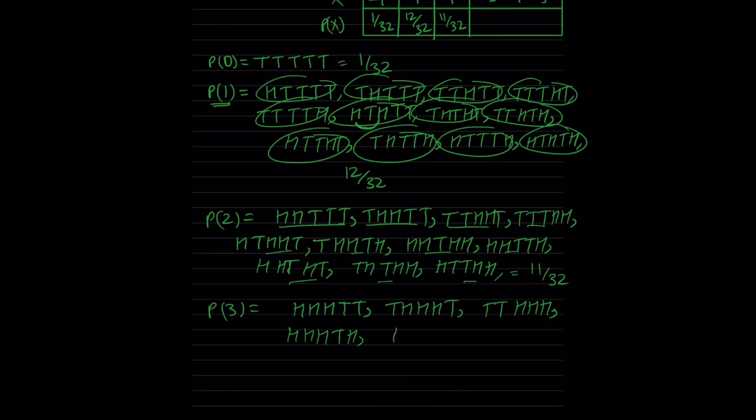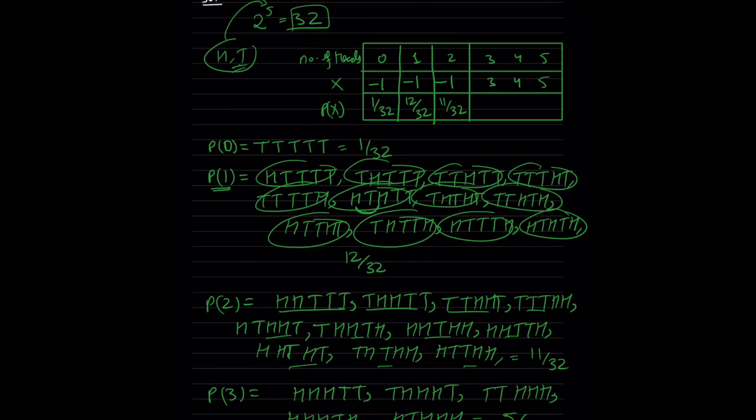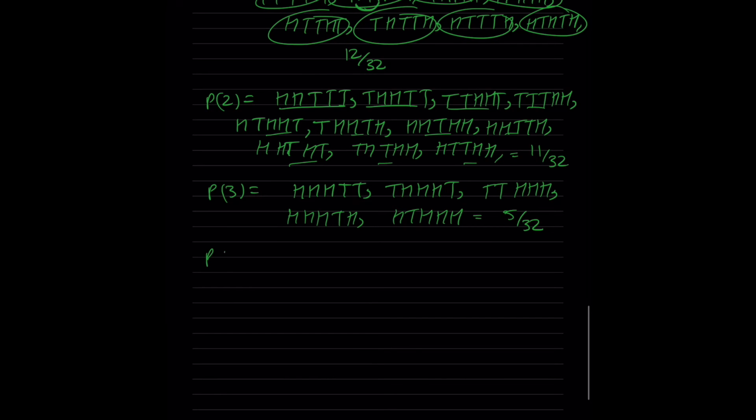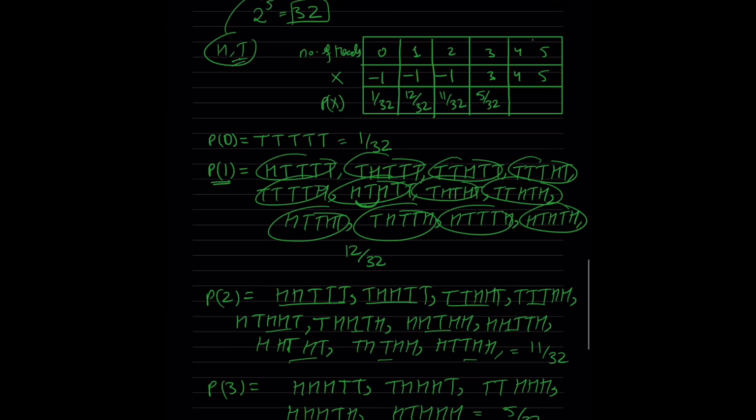Head, tail, head, head, head. So these are nothing but the 5 values over there. So 5 out of 32 for 3 consecutive heads. So the probability is 5 out of 32. Similarly, for 4 consecutive heads, it can either take the value tail and then all the heads together, or head, head, head, head, and then tail. That is nothing but 2 out of 32. So for 4 consecutive heads, I can put the value 2 out of 32.